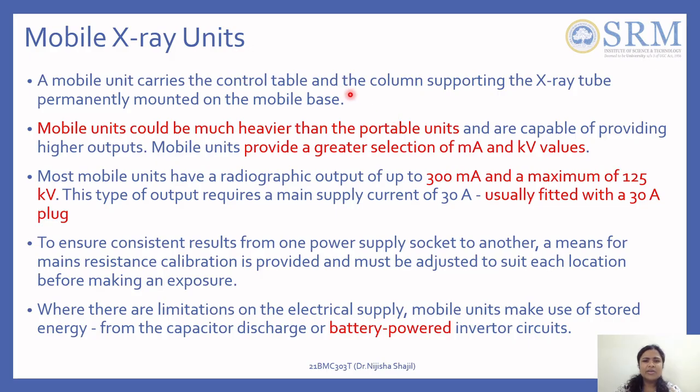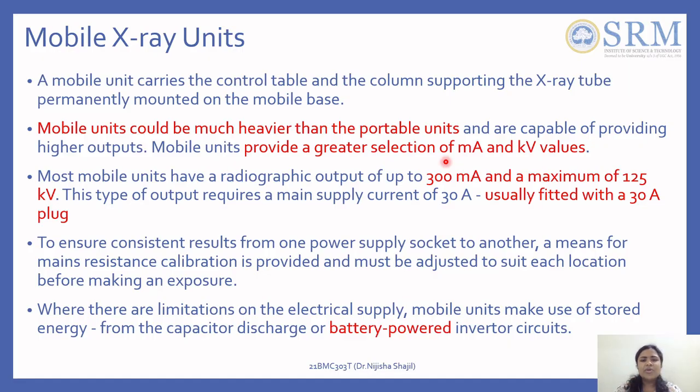So you can carry the control table and the column which is supporting the X-ray tube, which are permanently mounted on the mobile base. So in this case, the patient table, the X-ray tube, everything is connected together. Okay. So they are usually heavier when compared to portable units, and they are capable of providing higher outputs. Because you have the table, the film and the X-ray tube, everything is fixed together. They give better output images.